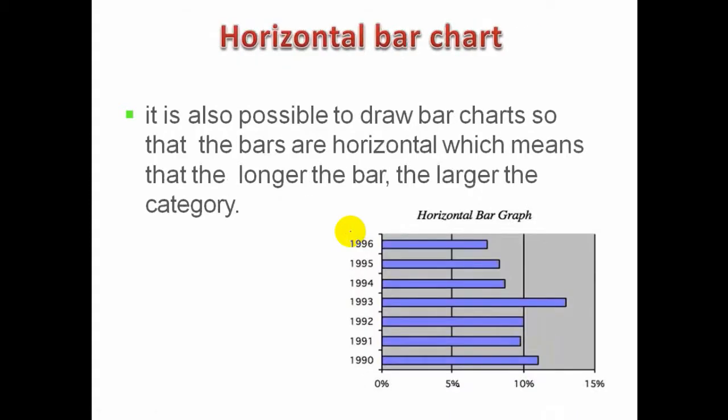Now the horizontal bar chart. In a horizontal bar chart, it is possible to draw the bar chart so that the bars are horizontal, which means that the longer the bar, the larger the category. In the horizontal bar chart, the errors are on the horizontal axis. So it is possible to draw a bar chart so that the bars are horizontal, which means that the longer the bar, the larger the category.